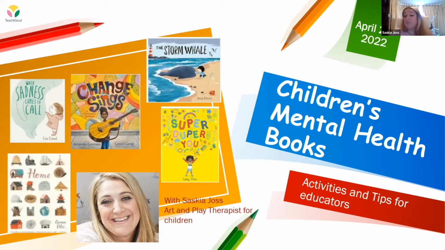Well, what we're going to do is we're going to use language primarily to teach children the ability to express how they feel. And we're also going to talk about self-esteem. We're going to talk about feeling empowered. We're going to talk about feeling safe. And the books that I've chosen this evening, you can see them on the screen. There's 5 books. It's firstly going to be The Storm Whale, then it's going to be Change Sings, then it's going to be, I think, When Sadness Comes to Call, then Super Duper You, and then Home.